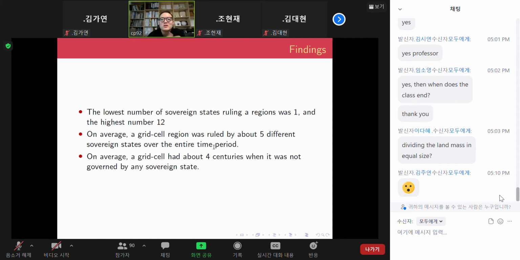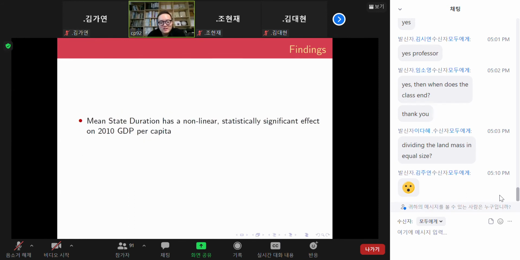But again, it was not claimed by any land. I mean, there are certainly people living there, so you'd have autonomous tribes of people, but it was not claimed by a sovereign state. Okay, so what are the main findings?